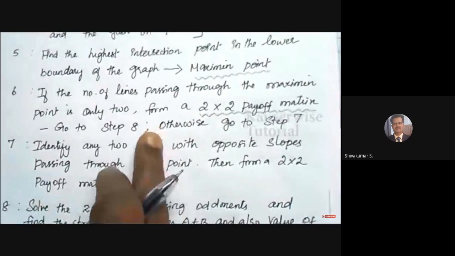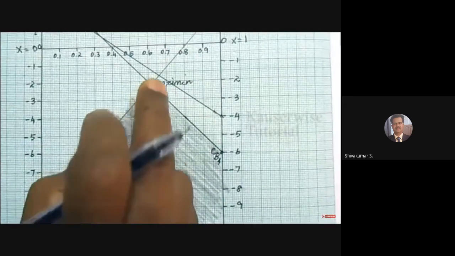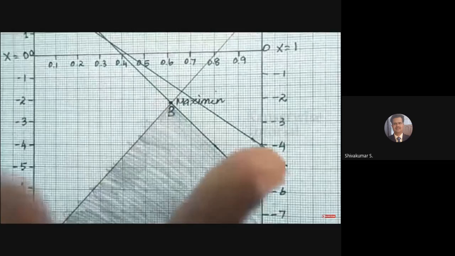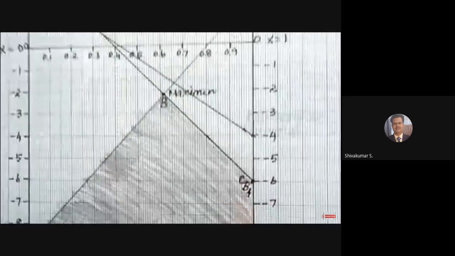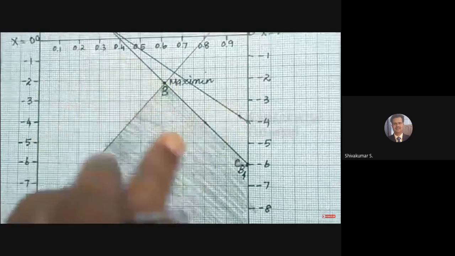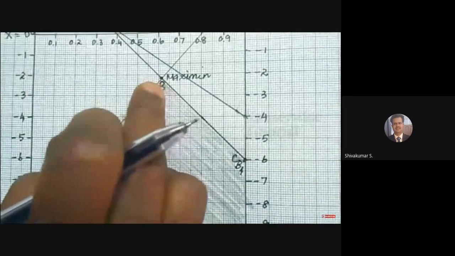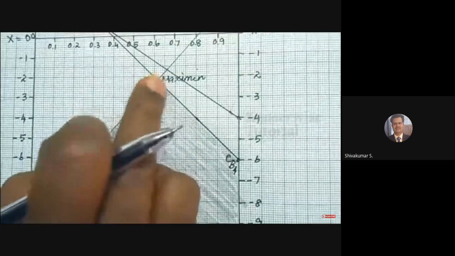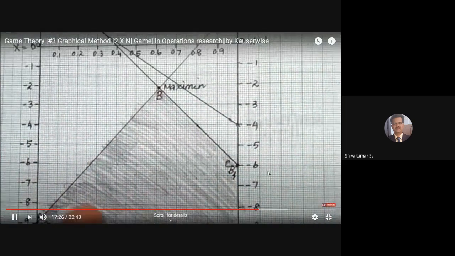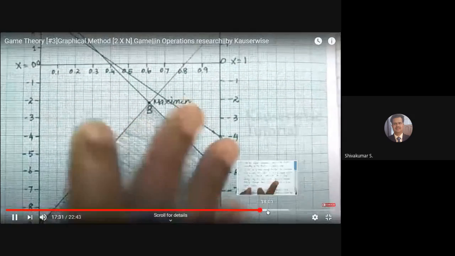Let us see along with the graph. If the number of lines passing through the maximum point is only 2, then in this problem, this point intersects 2 lines only. Which lines? B4 and B2. So this maximum intersection point passes through 2 lines, B4 and B2. So we can form a 2 by 2 matrix from the original problem and proceed further.